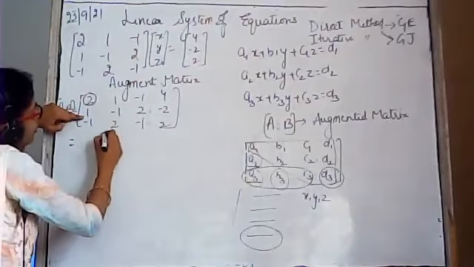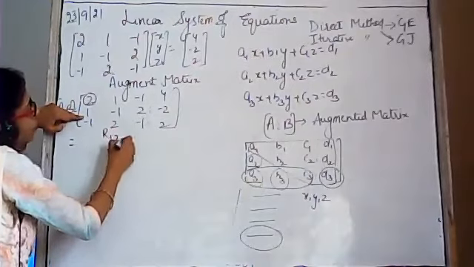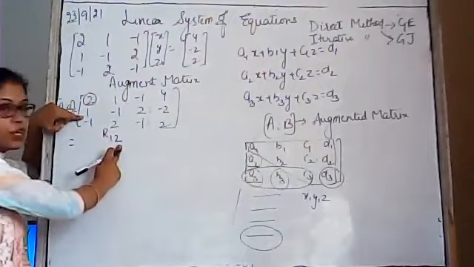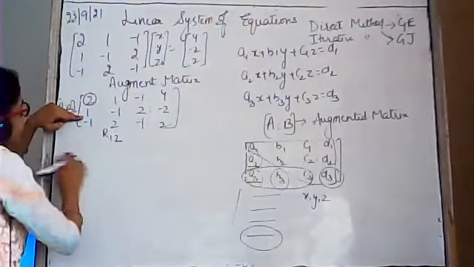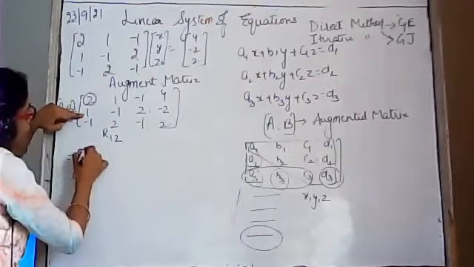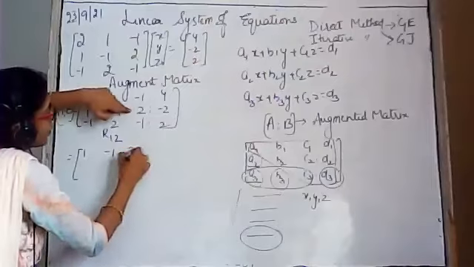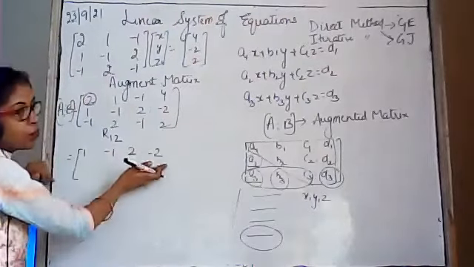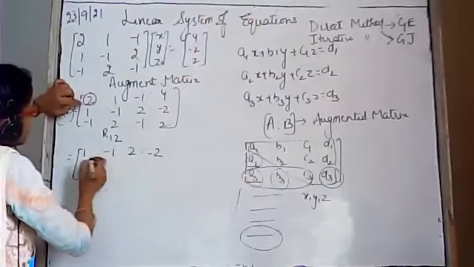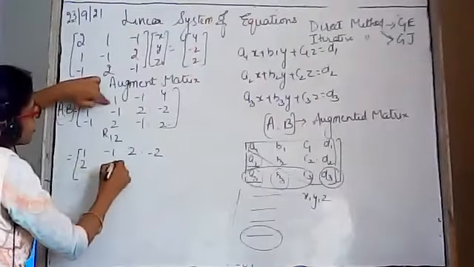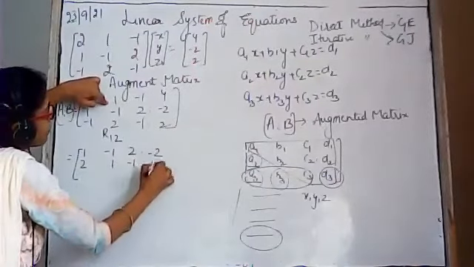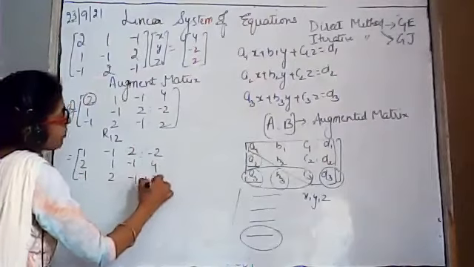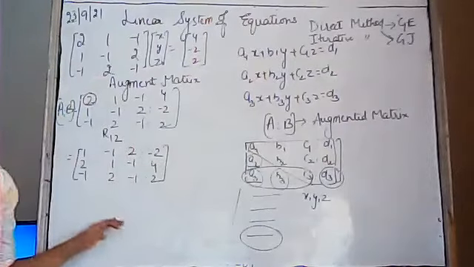So our first operation will be R12. R12 means we are replacing row number 1 with row number 2. So what we will write? It will be 1, minus 1, 2, and minus 2. Row number 2 will be shifted to row number 1. And similarly, row number 1 will be shifted to row number 2. This is 2, 1, minus 1, and 4. And row third will remain as it is: minus 1, 2, minus 1, and 2.